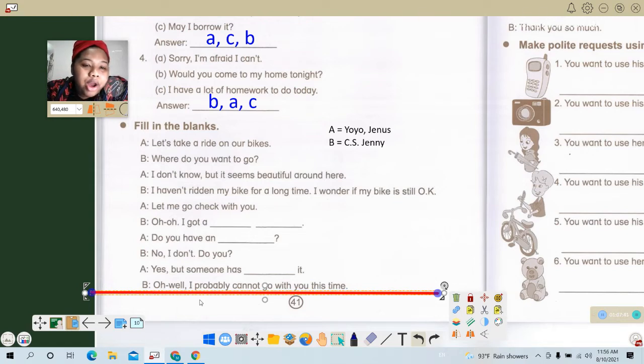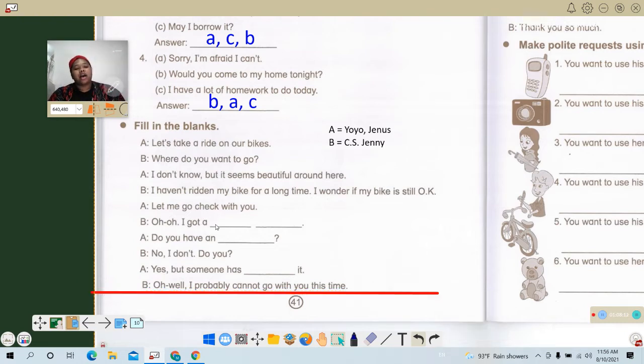Let's take a ride on our bikes. Where do you want to go? I don't know, but it seems beautiful around here. I haven't ridden my bike for a long time. I wonder if my bike is still okay. Let me go check with you. Uh-oh, I got a... What do you think is the answer, Ethan? Flat tire. Great job.